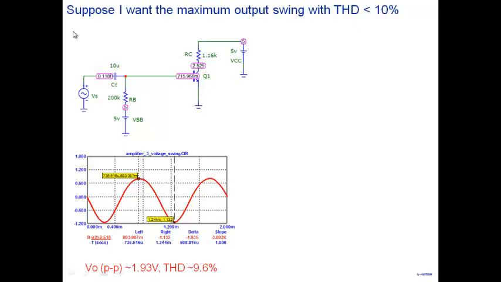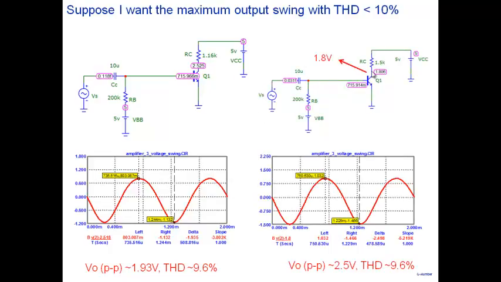Okay. Now biasing it in the middle, 2.5. Biasing it in the middle gives me, for less than 10% harmonic distortion, almost close to 10%, 9.6, a swing of peak to peak 1.93. Biasing in the middle. I'm showing you another biasing where I didn't bias in the middle.